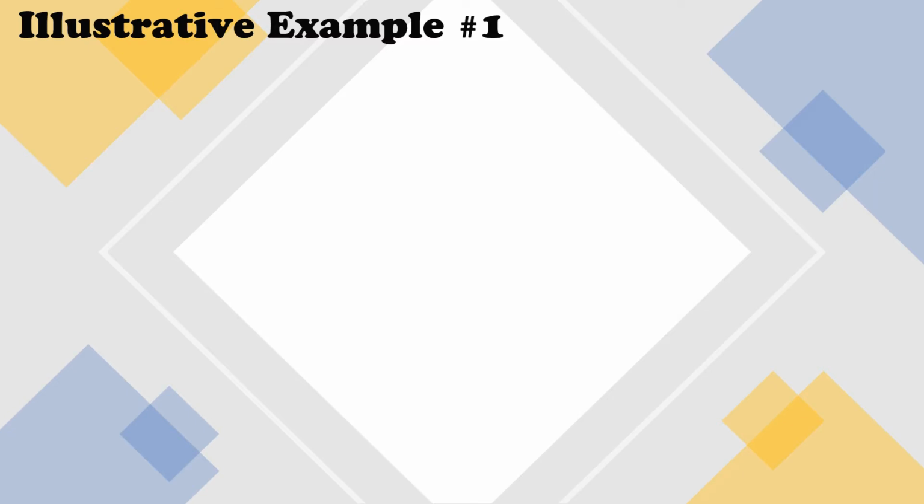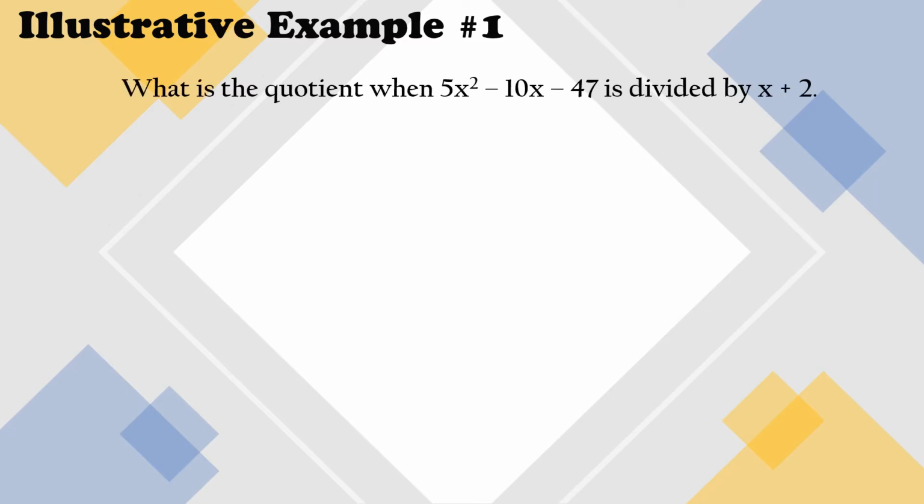Okay, so let's have another example. What is the quotient when 5x squared minus 10x minus 47 is divided by x plus 2? So using synthetic division, of course, first we have to arrange our dividend in descending power of x. Since it is already arranged, we don't have to rearrange the terms.